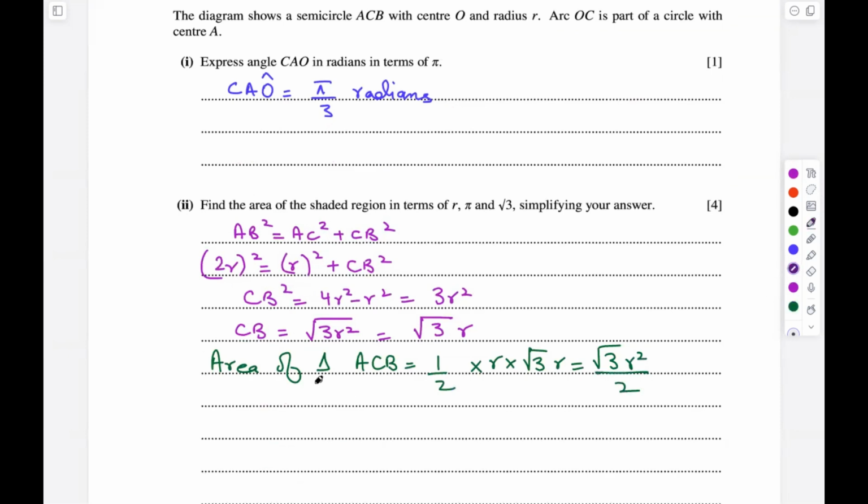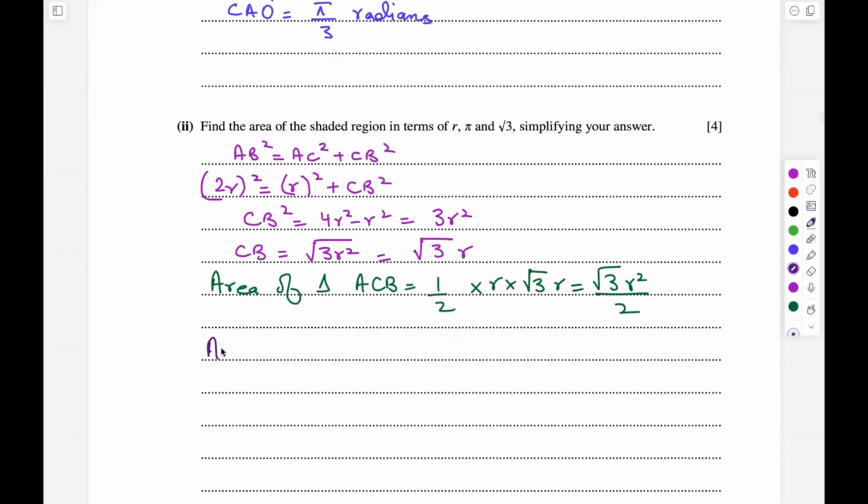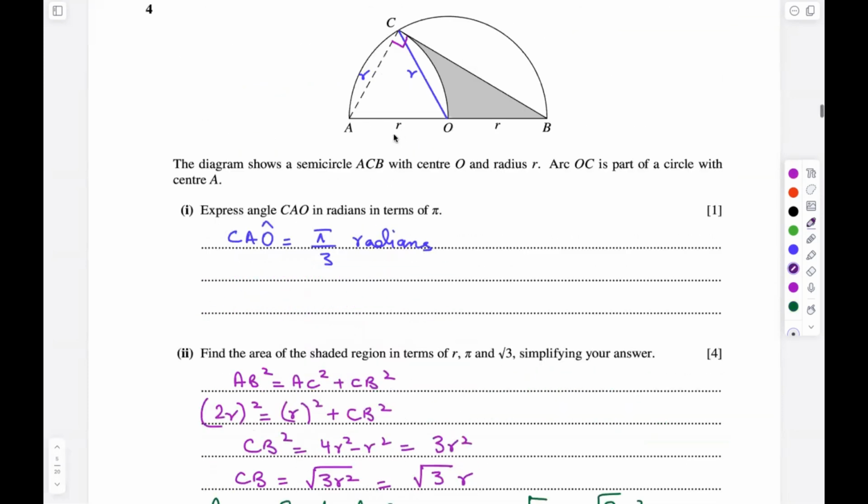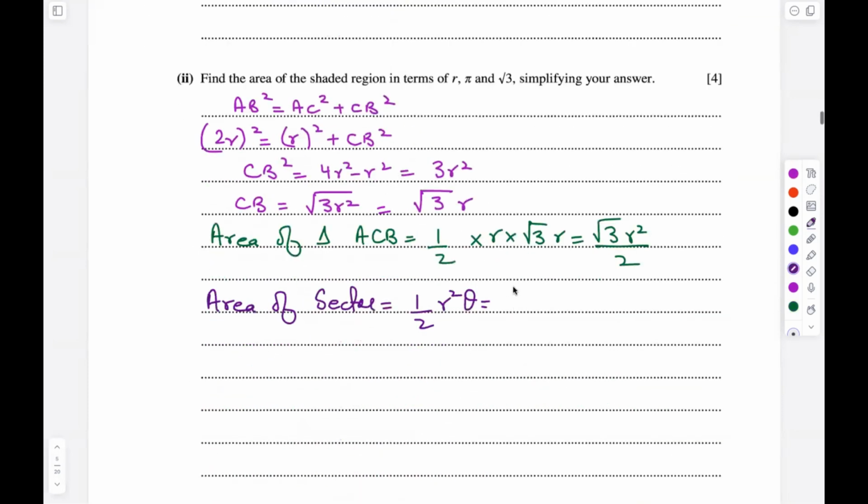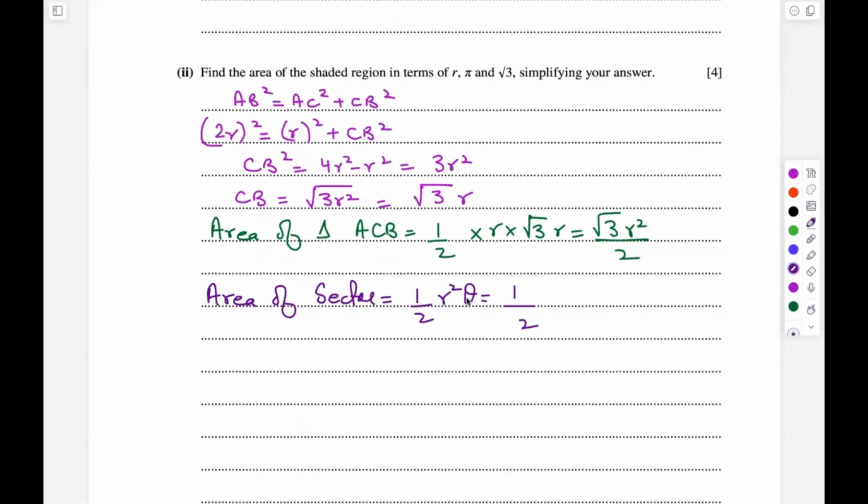Now finding the area of the sector. So area of a sector is given by the formula half R squared theta. The radius is R, and we have to give our answer in terms of R, and the angle CAO was pi upon 3. So the area of this sector will become half into R squared into pi upon 3. We can simplify this to write it as pi R squared upon 6.